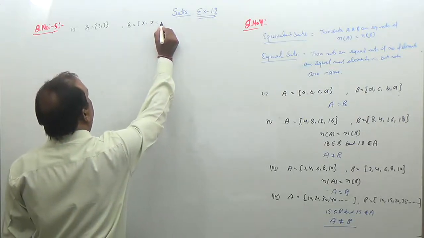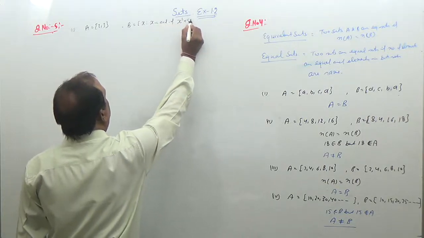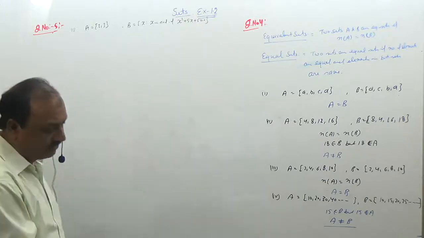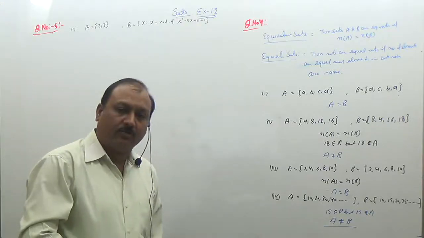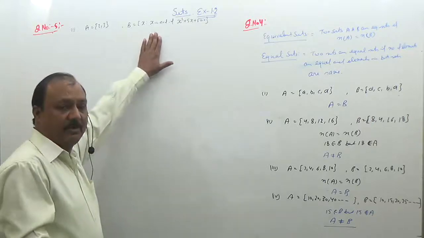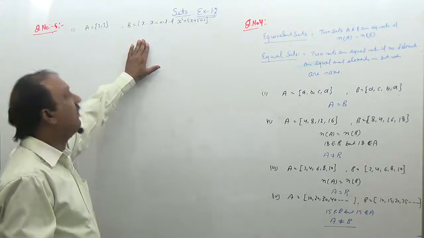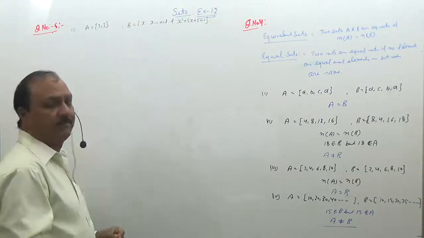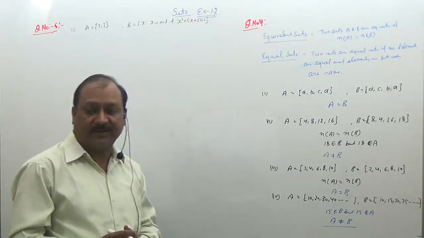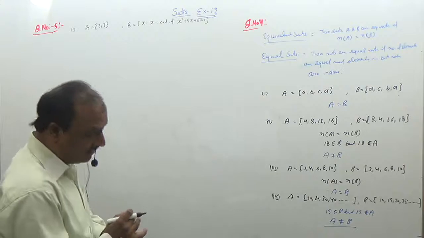x square plus 5x plus 6 is equal to 0. So clearly there is one set in roster form and one set in set builder form. We want to prove whether these two sets are equal or unequal. So first of all we count their elements, find out the cardinal number of both the sets, and secondly compare the elements of both the sets.